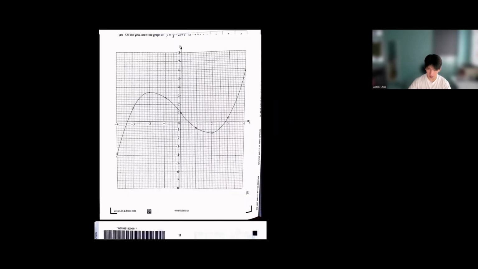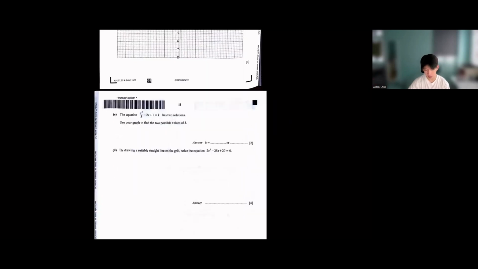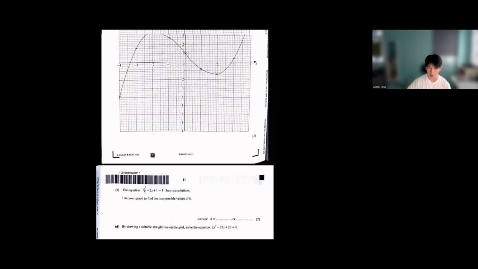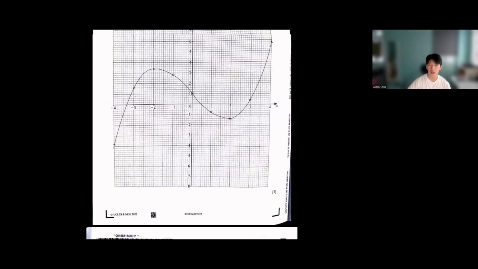And now for part C. They tell us that the equation x cubed over 5 minus 2x plus 1 equals k has two solutions, and we have to use the graph to find the two possible values of k. When it comes to this kind of question, where they give us an equation and tell us how many solutions there are, in this case two solutions, we can look at the graph and plot the line y equals k.